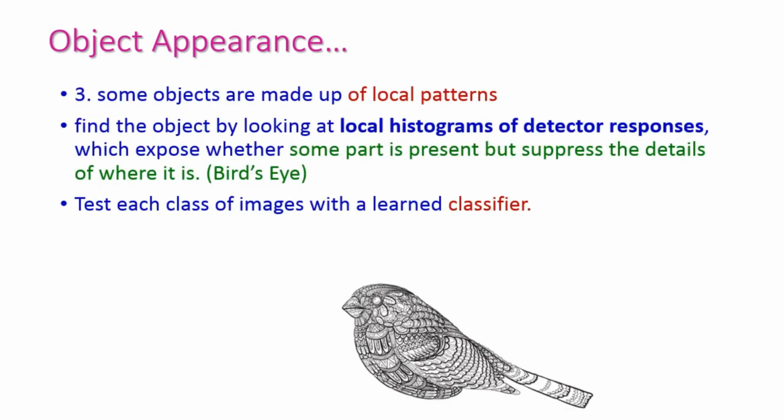Some other objects have their own local patterns. With a local pattern, it is very difficult to detect some part of the particular object. By using the local histogram of detector responses, we have to identify the part of the particular object. For example, here the bird has its own pattern. To identify the eye, we don't know whether this is a part or a local pattern. So here we have to fix the features of this particular object. Based on the features we have to identify. For that a very well trained classifier is required.